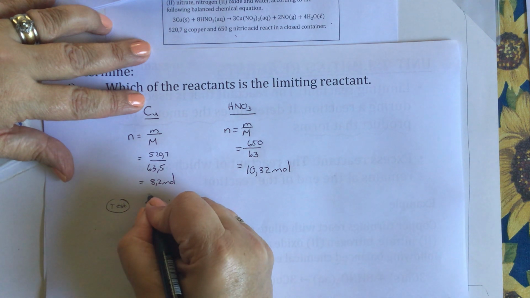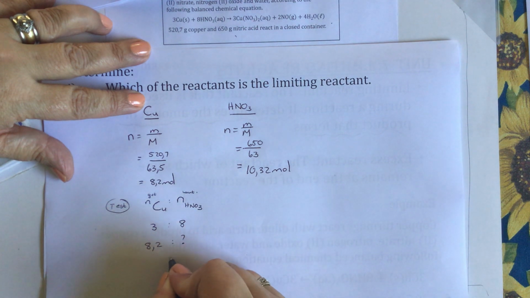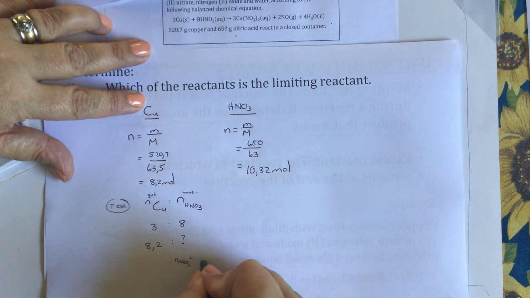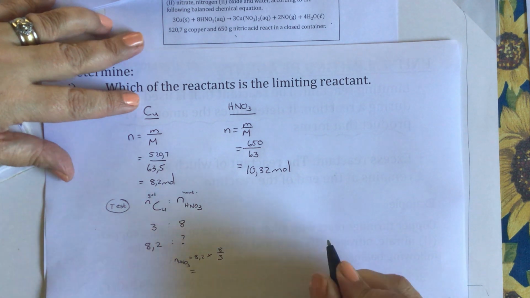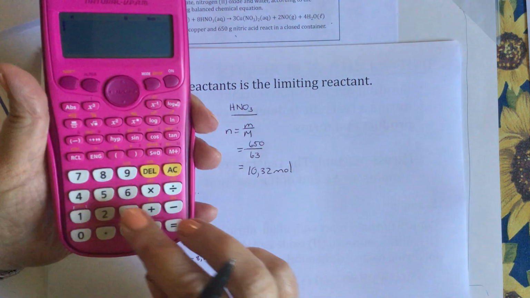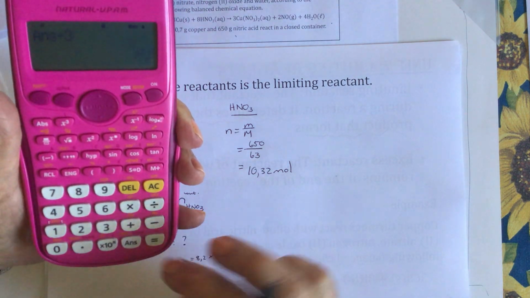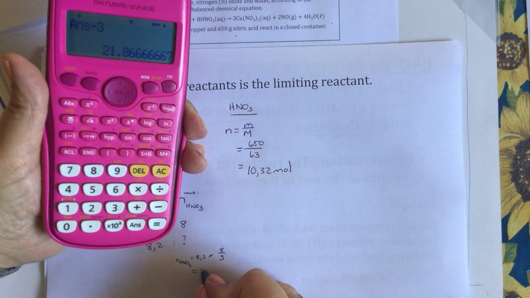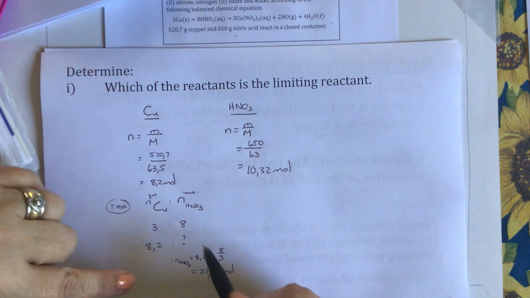This one is my got, and this one is my want. So to work out this number of moles, I'm going to say the number of moles that I want is 8,2 multiplied by want over got. 8.2 times 8 divided by 3, and I get an answer of 21,86 mole. Now, is this possible?